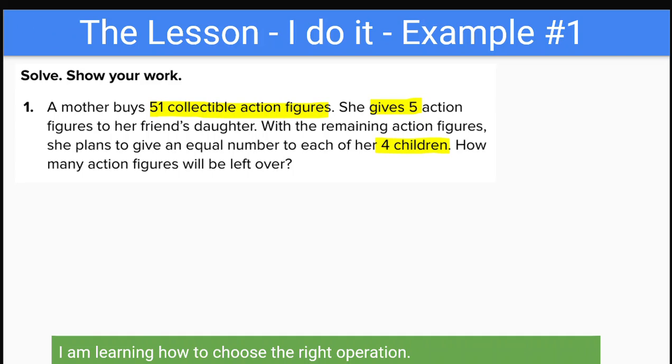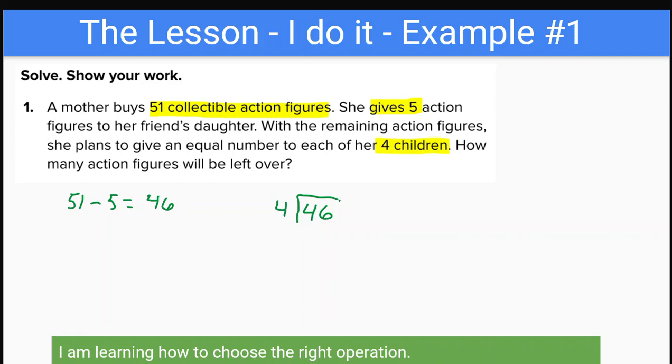Okay, well, she starts off with 51, right? 51. But then she takes away 5 of them. She gives them to her friend, right? Okay, so that right there, 51 take away 5 is going to be 46. All right, she wants to take the remaining amount, 46, and divide them among her 4 children. Okay, so 46 divided up into groups, okay, into 4 groups.